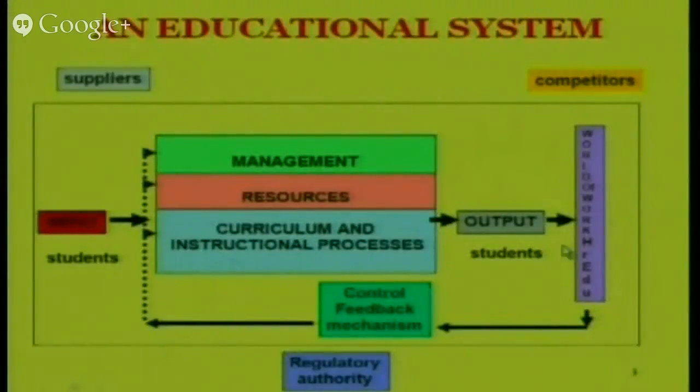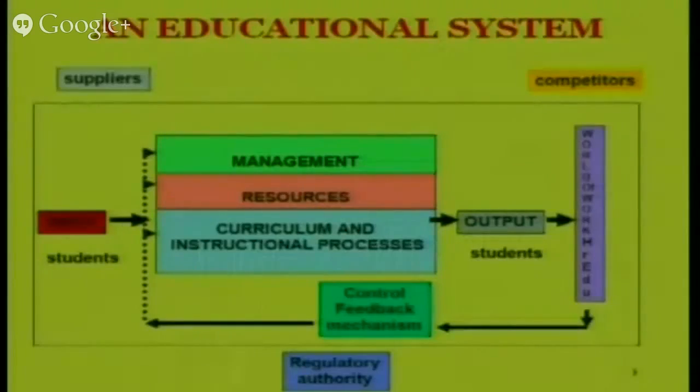And then the output which moves out from the education system either goes to the world of work, where they take up employment in large, small scale, or medium scale industry, or the people start their own ventures, or they go to the higher education system for acquiring higher qualifications. And there is, you can see, the control feedback mechanism. Any system without feedback cannot improve. So feedback is an important component of any system. And this feedback, which the education system receives from the world of work or the higher education system, is fed back to improve the quality of processes, resources, and management.